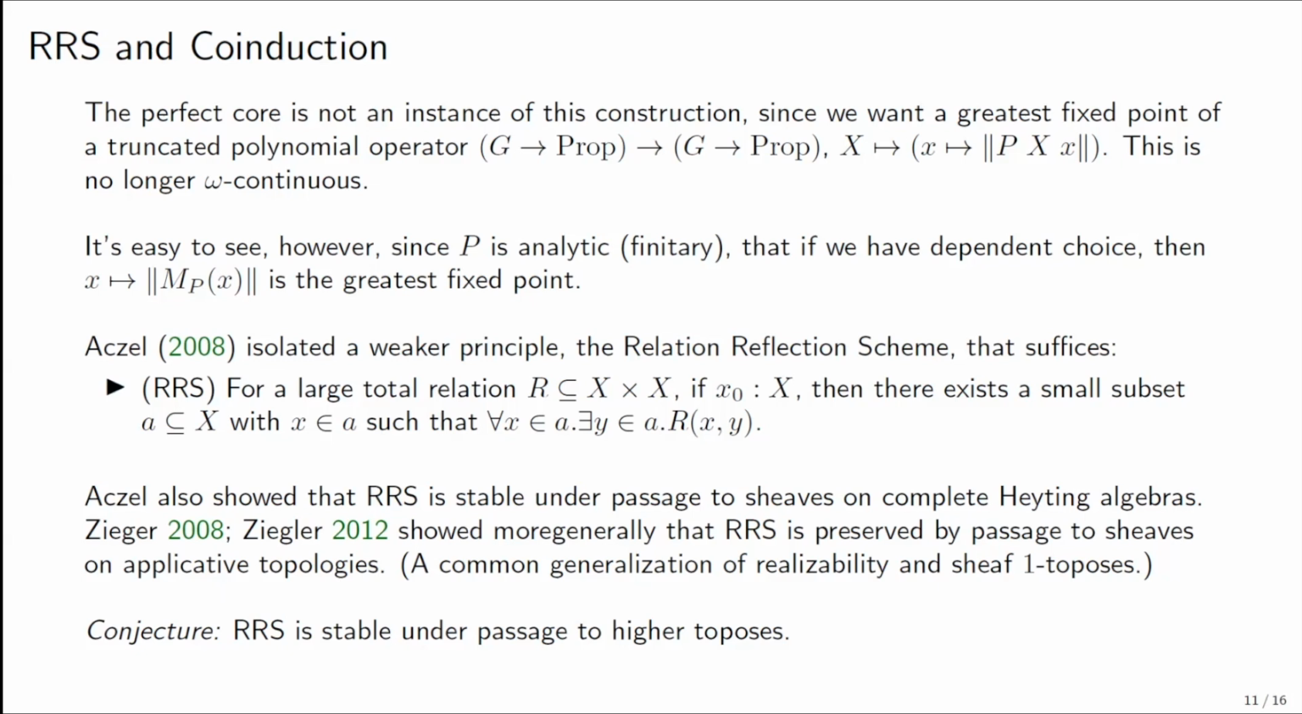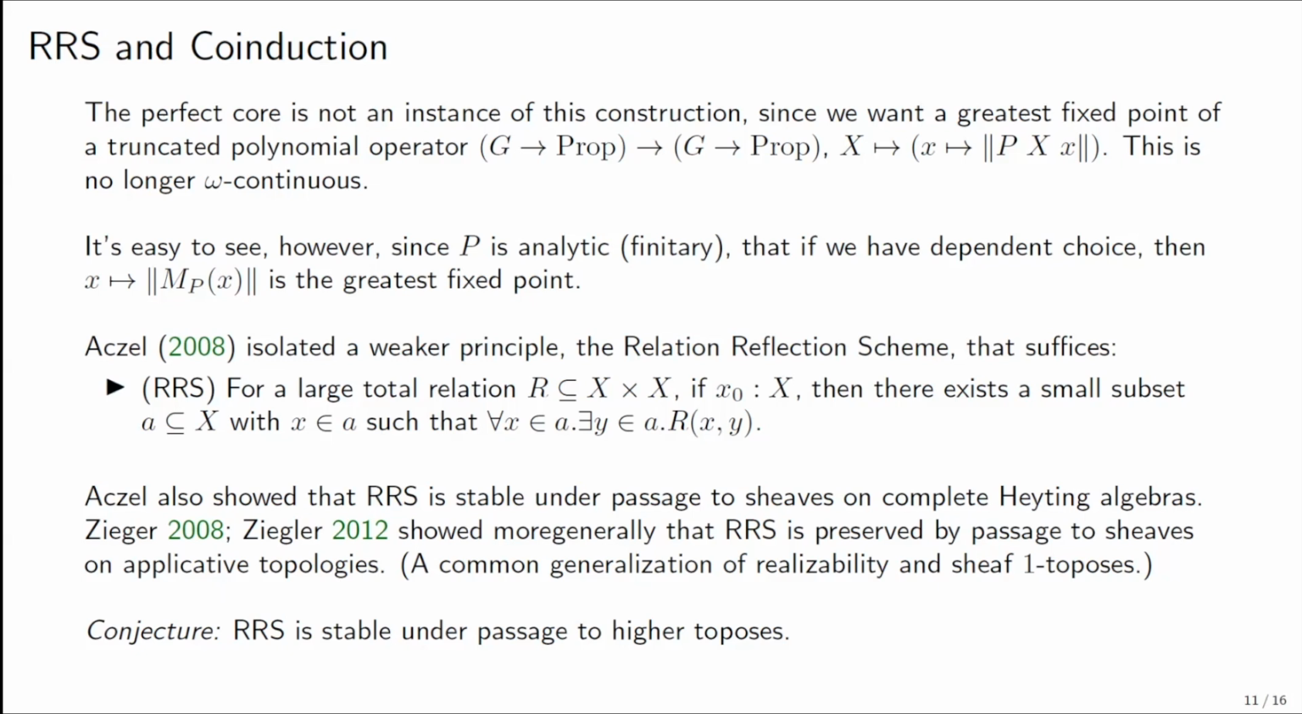And then this is indeed the greatest fixed point if you have dependent choice. I won't do it right now, but if you sit down with a piece of paper, it's the natural thing to do. You just need dependent choice. So Peter Aczel had the same problem modeling non-well-founded constructions. And I guess that you cannot do without something, because he isolated a slightly weaker principle that he called the relation reflection scheme. And this still suffices to make this the greatest fixed point.